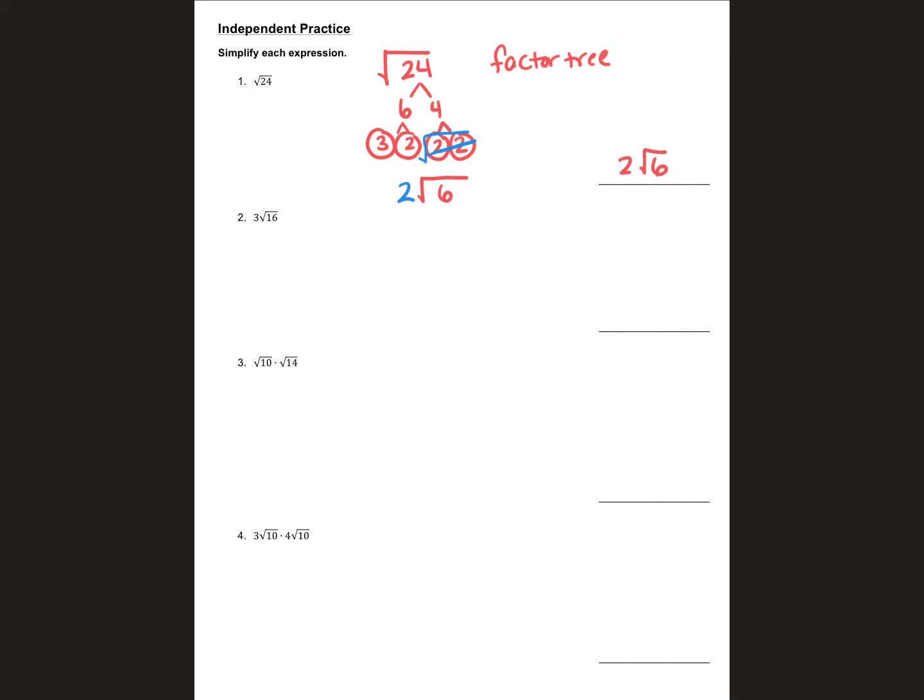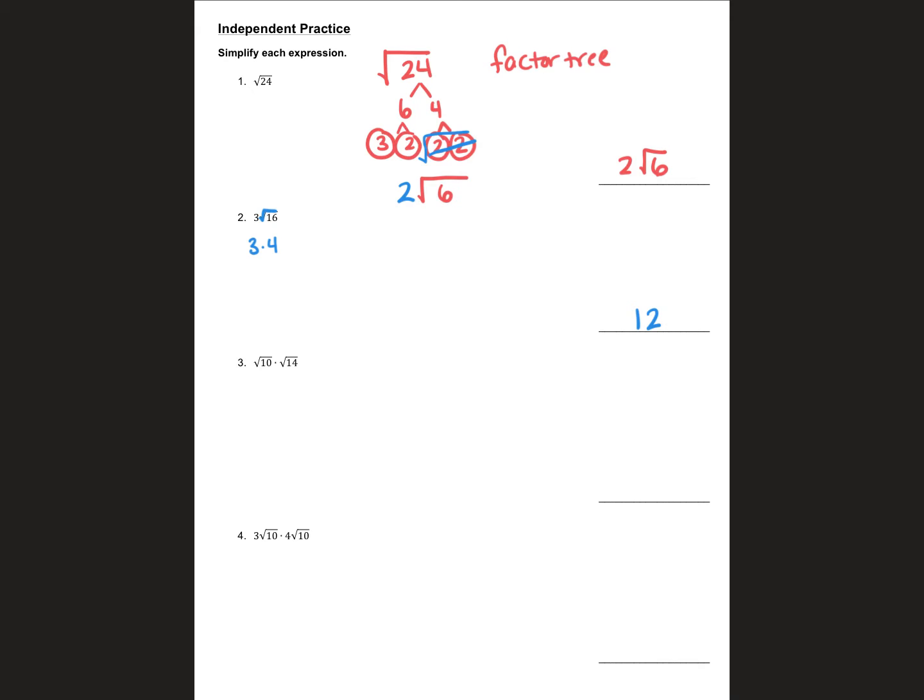In number 2, we already know the square root of 16. The square root of 16 is 4. So I can just take that 4 out, and it would multiply by what's already outside. So it would be 3 times 4, which is 12.